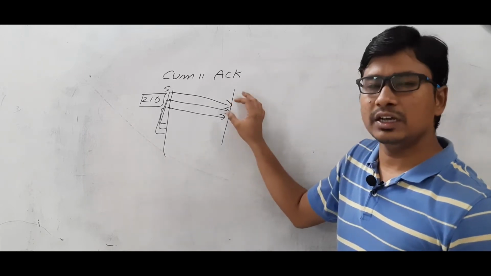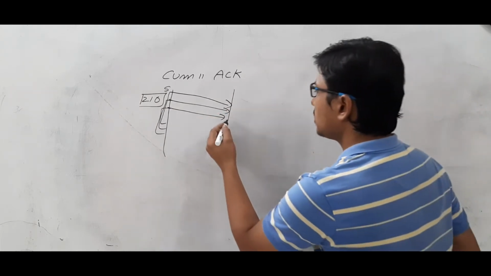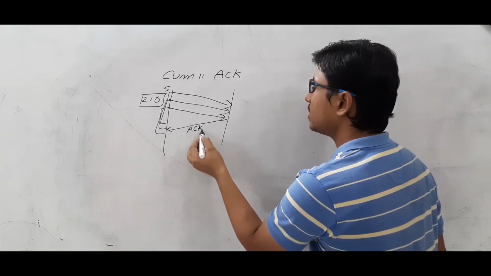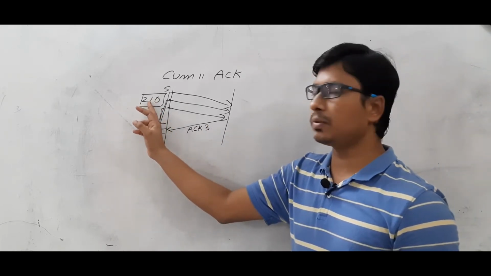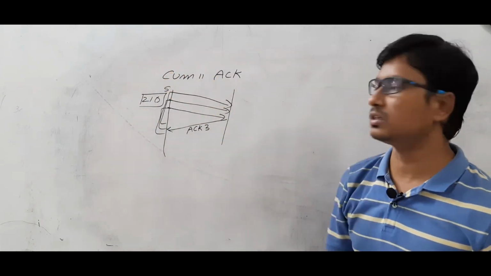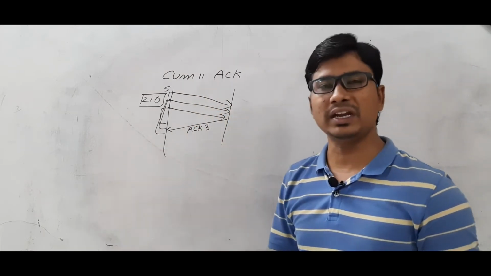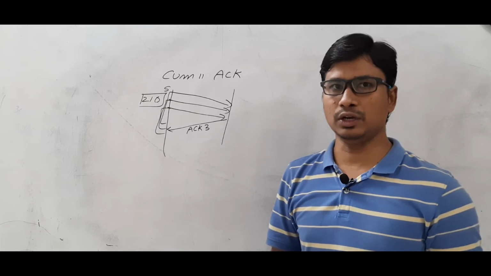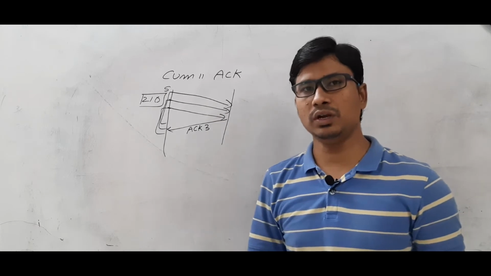Instead of sending an individual acknowledgement for each frame, we will send a simple acknowledgement consisting of ACK3. The meaning is that I have received frame number 0, frame number 1, frame number 2, and I am waiting for frame number 3. So instead of sending a separate acknowledgement for each frame, I sent only one acknowledgement. Then what is the advantage? The traffic in the network will be reduced. Am I right or wrong? Because instead of sending 3 frames, I am sending only 1 frame.